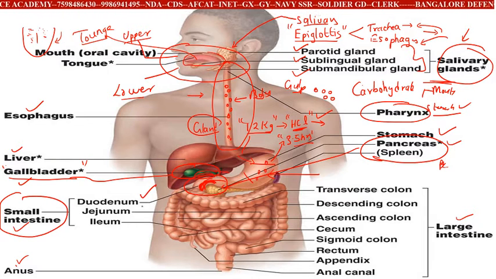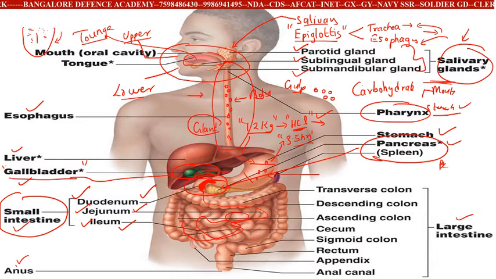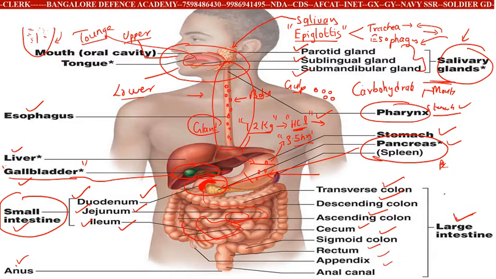The small intestine is divided into the duodenum, jejunum, and ileum. The duodenum is the U shape which I have marked in red, the smaller part is called the jejunum, and the end part is called the ileum. These are the important parts of the small intestine. On the right-hand side you have the parts of the large intestine: transverse colon, descending colon, ascending colon, cecum, sigmoid colon, rectum, appendix, and anal canal. The large intestine mainly absorbs water, and the small intestine mainly absorbs nutrients.